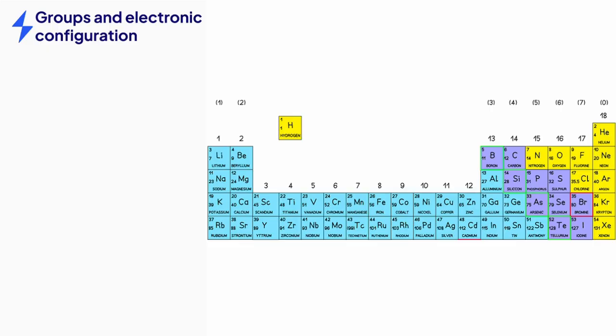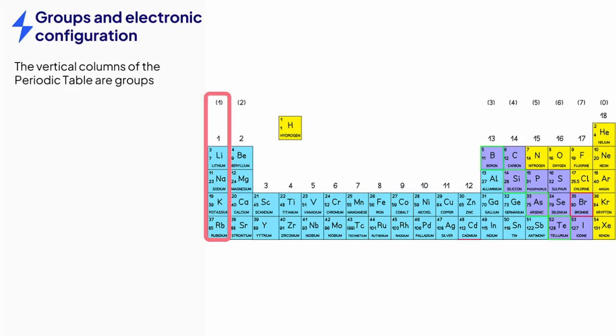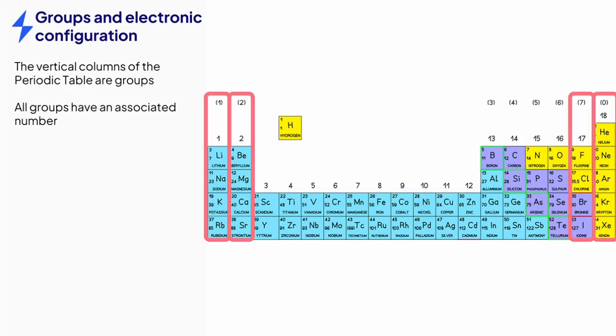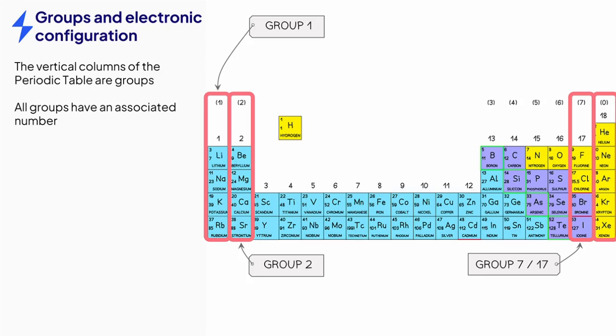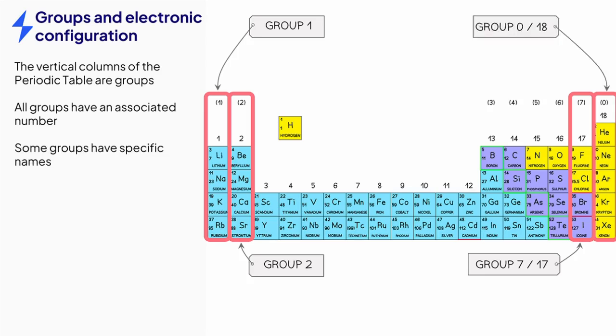Horizontal rows of the periodic table are periods, and vertical columns are groups. Each group is linked to at least one number, which is usually found above the group. For example, group 1, group 2, group 7 or 17, and group 0 or 18. Some groups have specific names. Group 1 are the alkali metals. Group 2 are the alkaline earth metals. Group 7 or 17 are the halogens, and Group 0 or 18 are the noble gases.